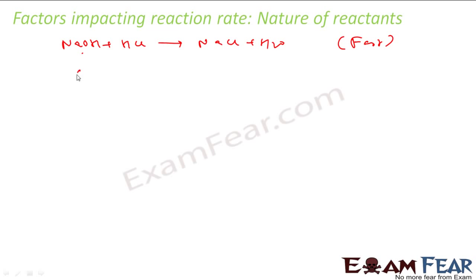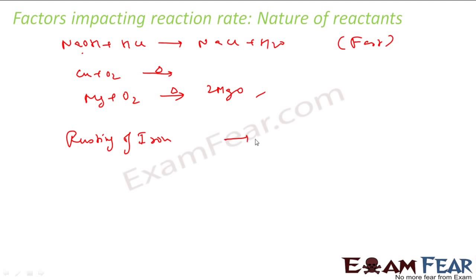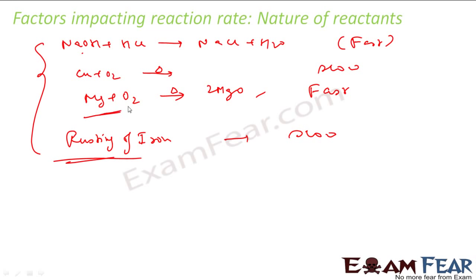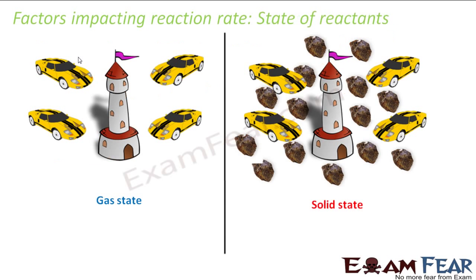If you take copper and oxygen and heat it, you get a very slow reaction. But if you take magnesium and heat it a little bit, you get 2 MgO. It's a very fast reaction. The rusting of iron is again a slow reaction. This is fast, this is again slow. So in all these cases, the nature of the reactant determines whether the reaction is fast or slow.